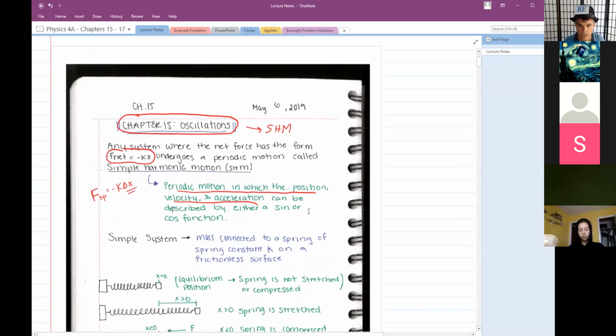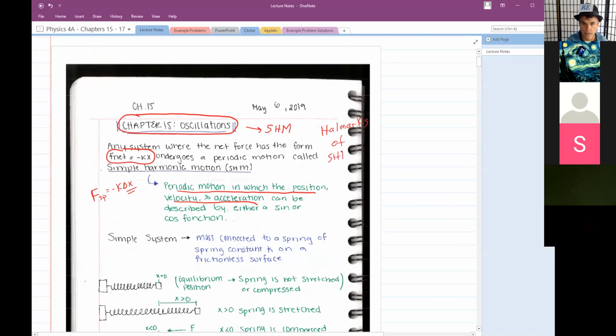And what really distinguishes a system that obeys simple harmonic motion are two things. These are the hallmarks of simple harmonic motion. Either the force goes like negative some constant times the displacement, or the acceleration is negative some constant times the displacement.